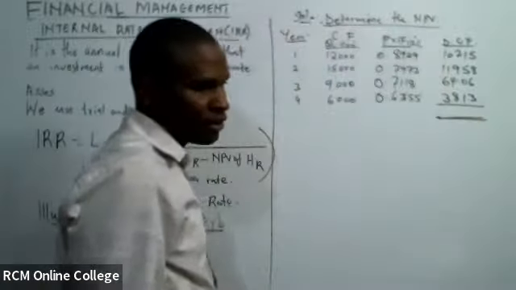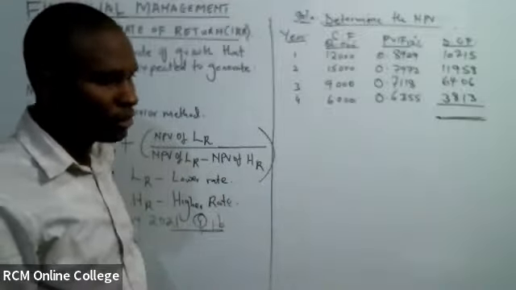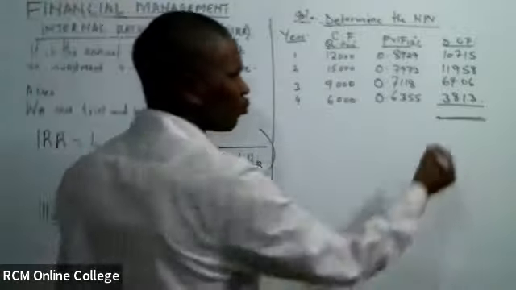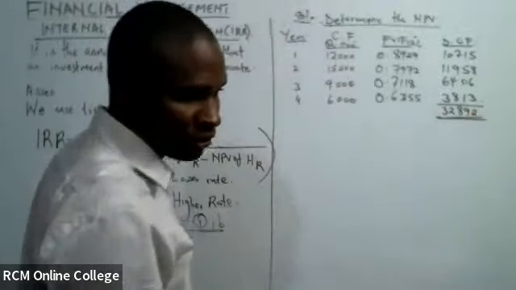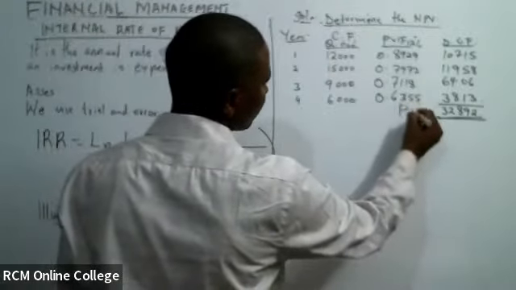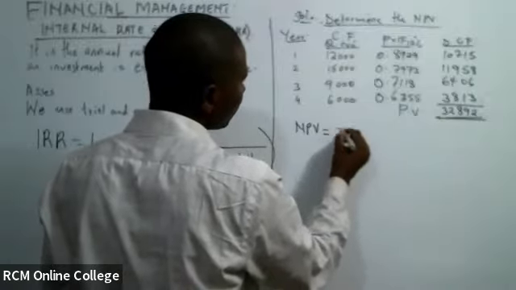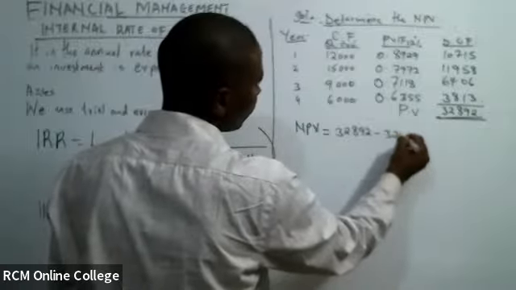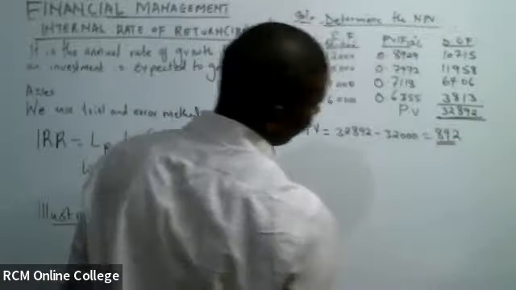The total present value is the key. We said speed is what we want. 32,892. That speed is amazing. Brilliant. Great. So if this is the total present value, we can get the NPV, net present value. It is given by 32,892 minus the initial outlay of 32,000. What is our net present value? 892.